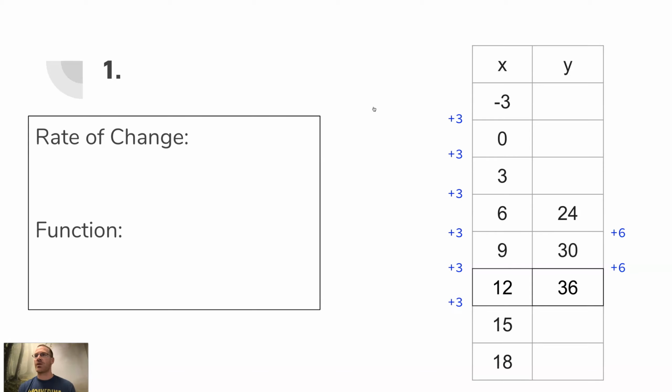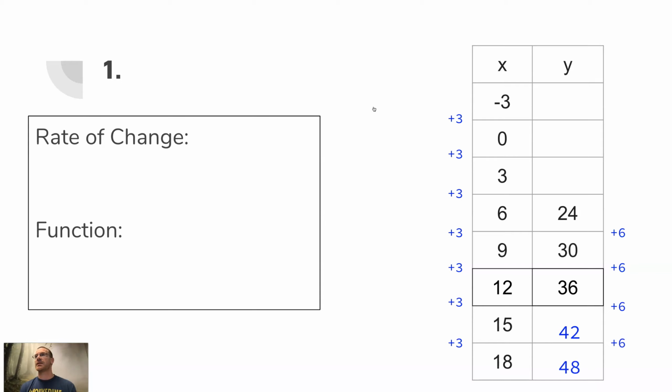So when I go from 12 to 15, my x goes up by 3, so y has to go up by 6. 36 plus 6 is 42. Thank you, Jackie Robinson. Now when I go from 15 to 18, we go up by 3, so that means y has to go up by 6 again. 42 plus 6 is 48.